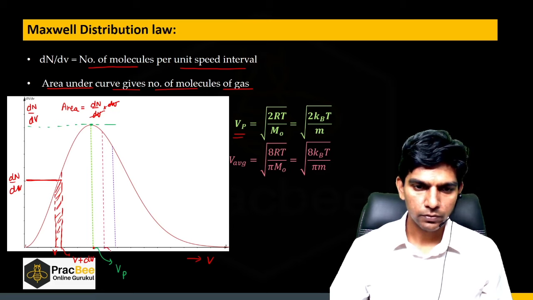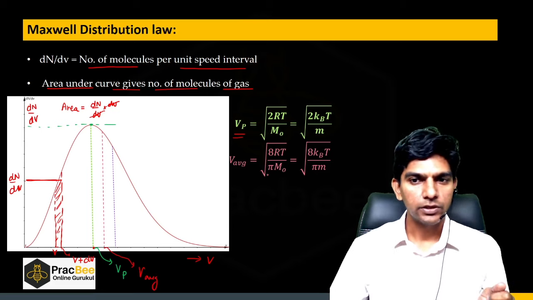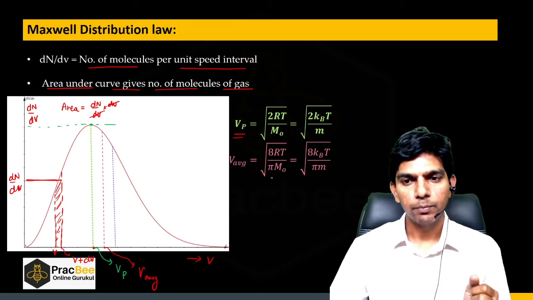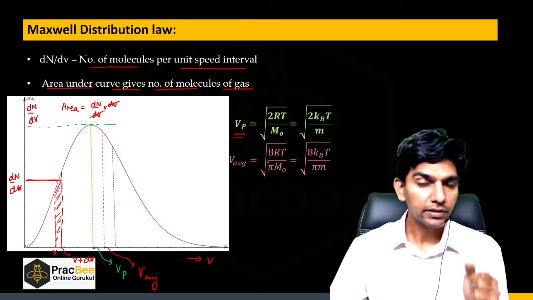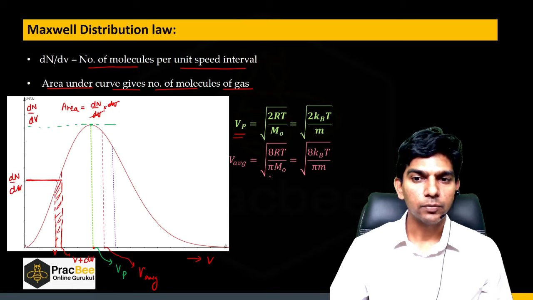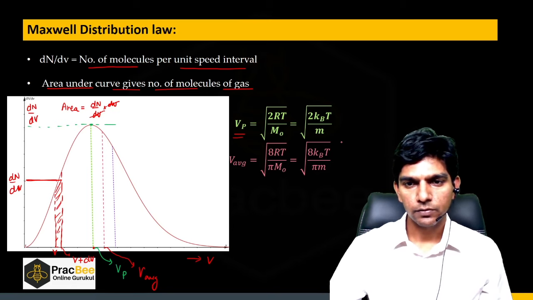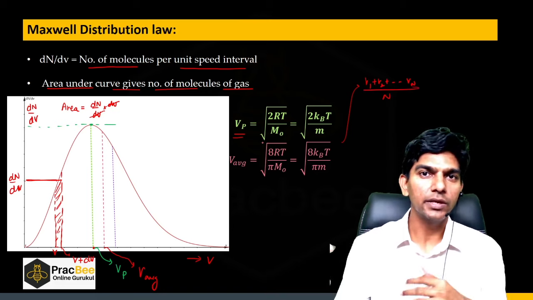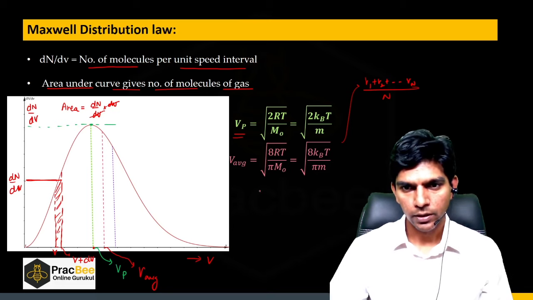Now the second speed is average speed. This value is V average. What is V average? It is root of 8RT by pi M naught. Can you see the factor has changed? It is root 8 by pi. This average speed is nothing but V1 plus V2 plus till Vn divided by n, so it is the mean of the speeds of all molecules.